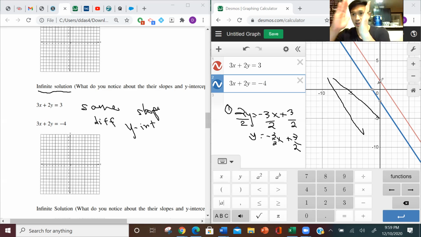Parallel lines should look exactly like that. They are parallel to each other. That's what parallel lines look like. They're never going to intersect.